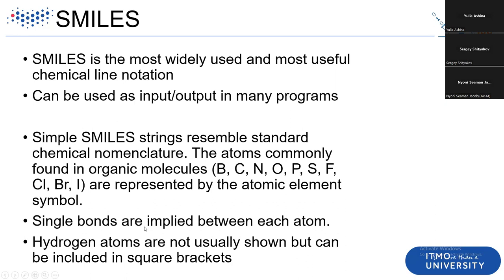Single bonds are implied between each atom and hydrogen. Hydrogen atoms are usually omitted, but can also be included in square brackets. For the purpose of speed and efficacy, we are usually neglecting this. We are omitting these hydrogen atoms, and the commercial software also usually does not include this information in the algorithms.